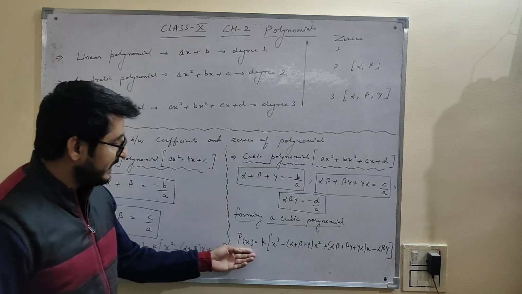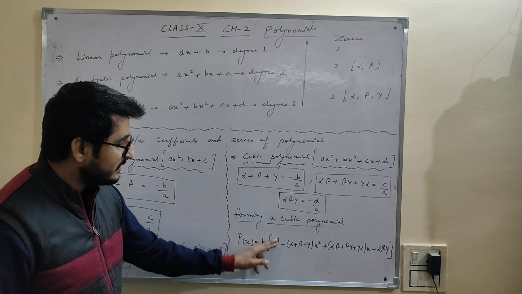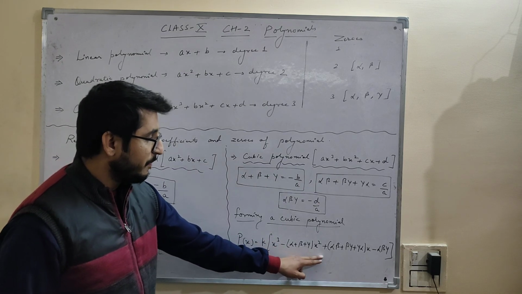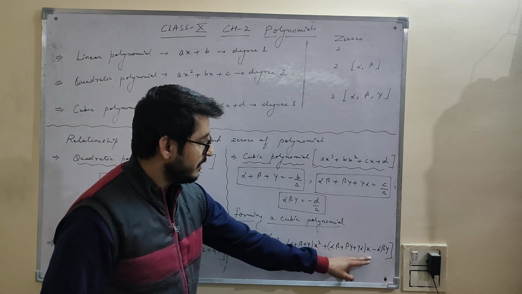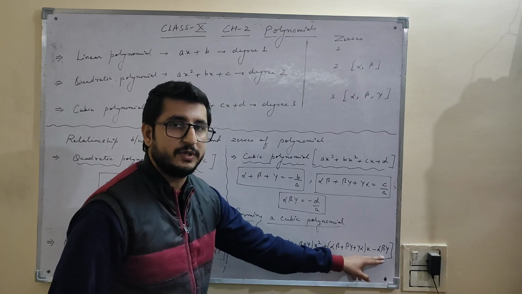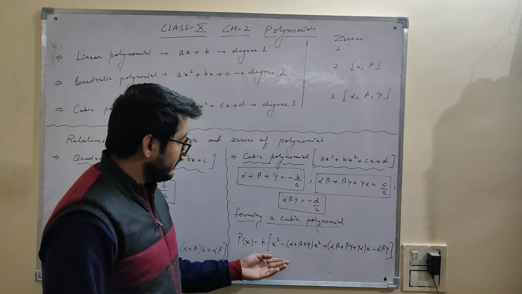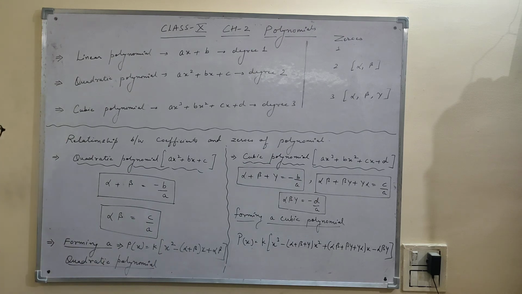polynomial as px, which denotes the polynomial, k is the constant term, x cube minus alpha plus beta plus gamma into x square plus alpha beta plus beta gamma plus gamma alpha into x minus alpha beta gamma. That means in the last you have to take the product of the zeros. This expression will help you in forming a cubic polynomial. Let's go through the concept and then we'll solve a few questions to understand the concept in a better way.